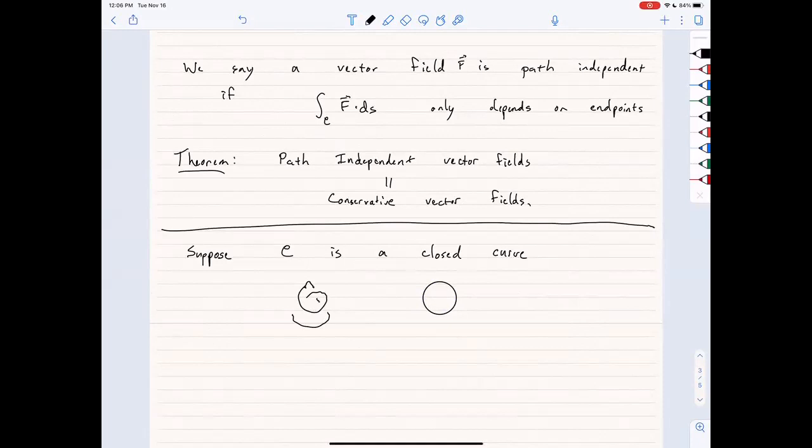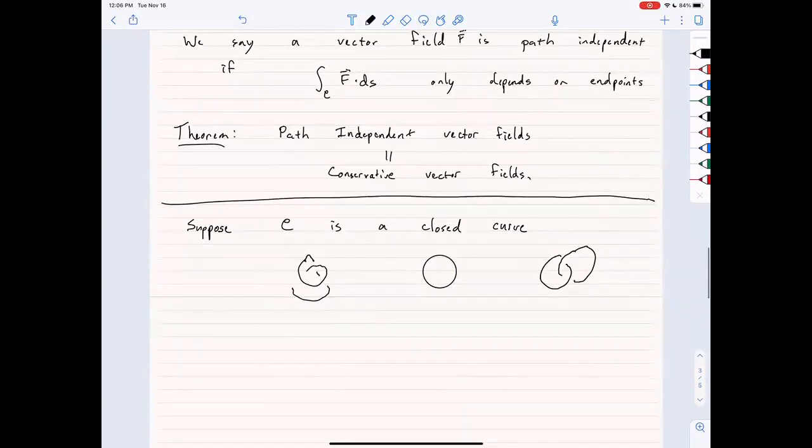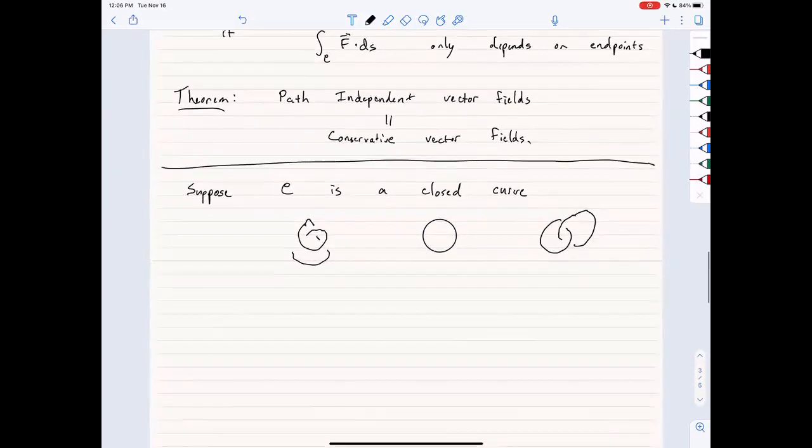It can also be disconnected. You could have a circle, and you could have a link, two circles sort of linked up. So a closed curve just means that for any piece of it, it doesn't have a start and an end. So let's suppose we have a closed curve.